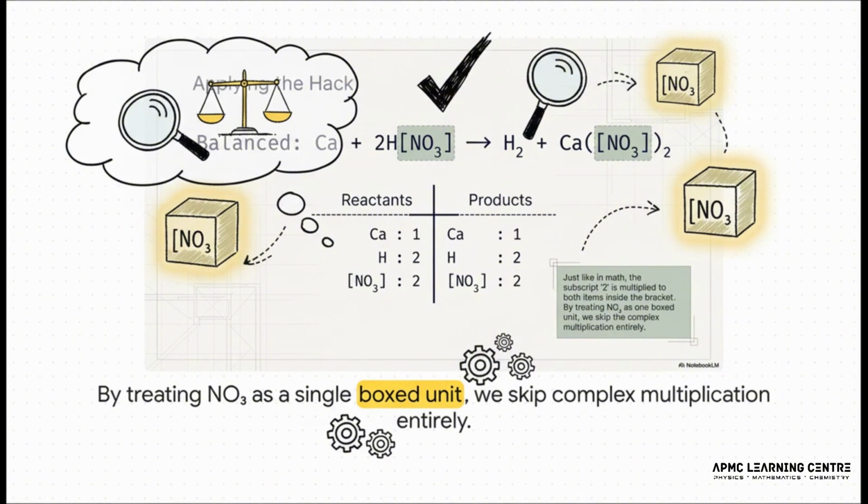Look how much cleaner that ledger becomes. Instead of tracking nitrogens and oxygens, we're just counting the number of NO3 boxes. We've got 1 box on the left and 2 on the right. Bam! It immediately tells you what you need to do next. It takes that complicated mess and turns it into a simple balancing act.